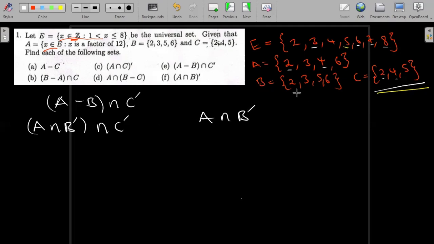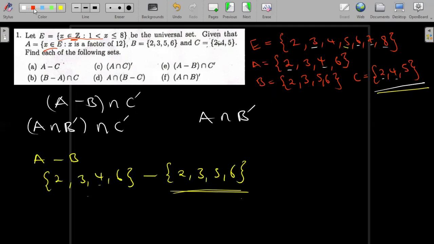So what we do is look for the element that is not in set B, but sits in A. If I check here, the only element that is there is 4. So the set difference here is just going to be 4. That is the set difference. I can also write it in set builder notation.